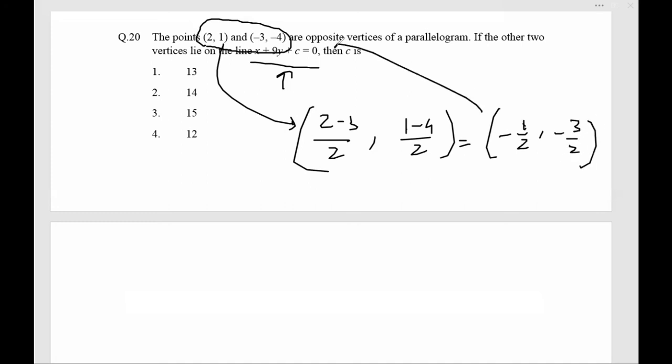If I place them on this line, what will I get? Minus half, minus 27/2 plus c equal to 0. That means minus half minus 27, minus 28/2 is minus 14, plus c equals 0. That means c equals 14. Option 2.